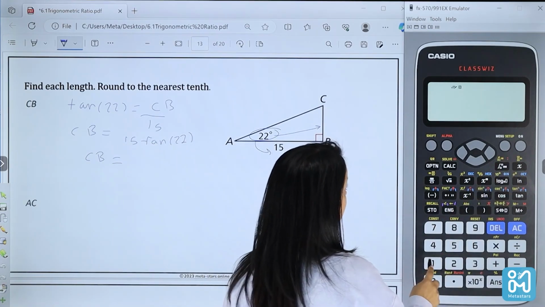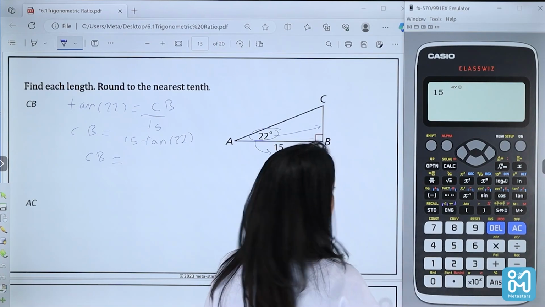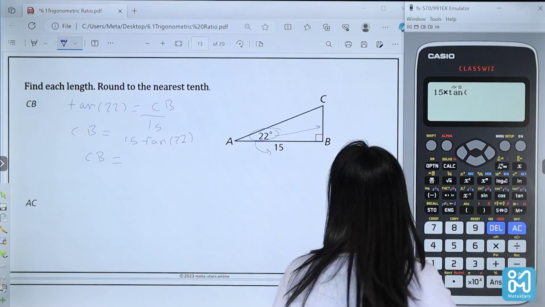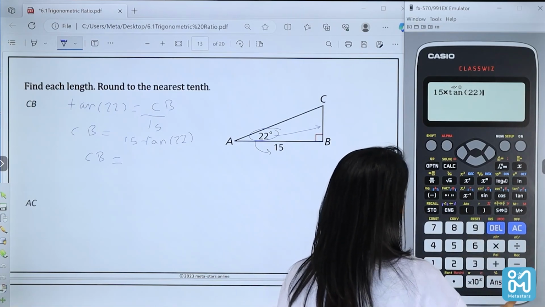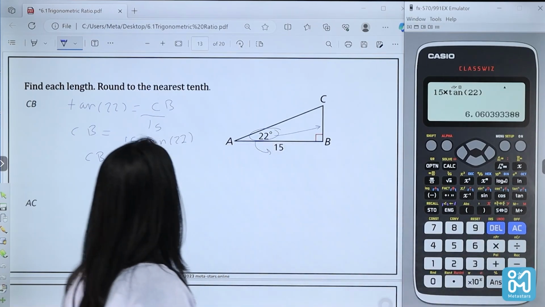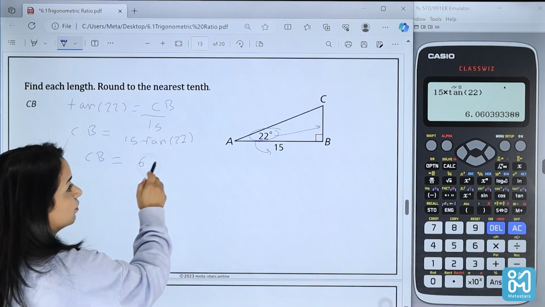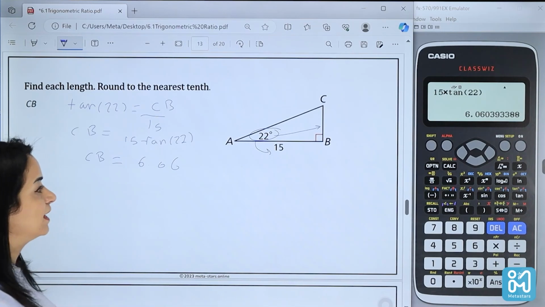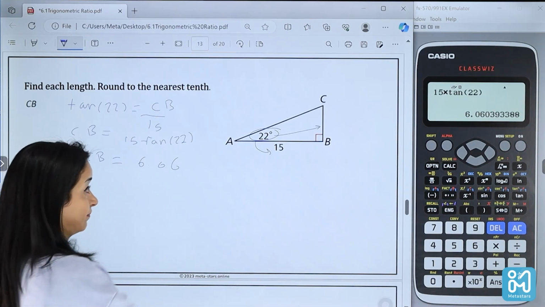So CB is equal to 15 times tan 22. So the answer is going to be equal to what here? 6.06.